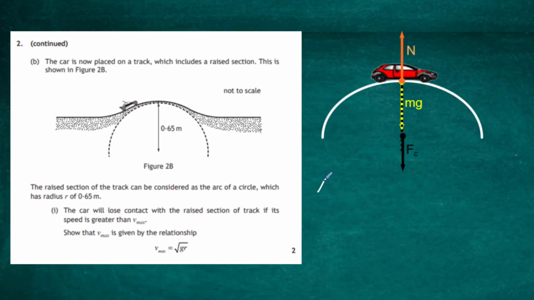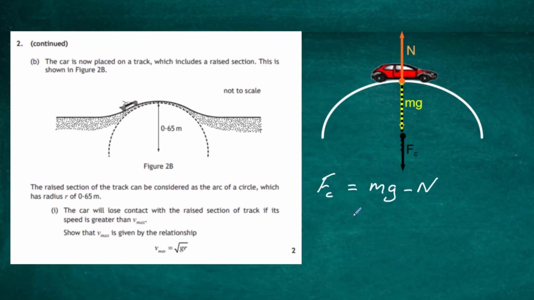The centripetal force, Fc we'll call it, F subscript C, is equal to the downward force of mg, take away the upward force of N. And that's really what our centripetal force will become, mg minus N. Now to lose contact with the road, N, the normal force, must become 0. The force is no longer pushing up on the car.